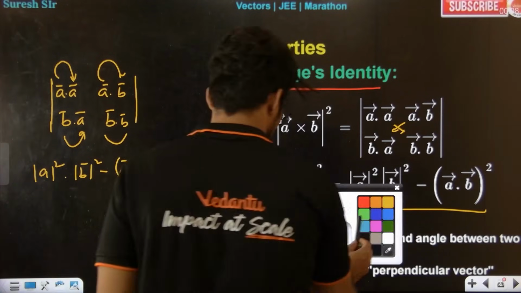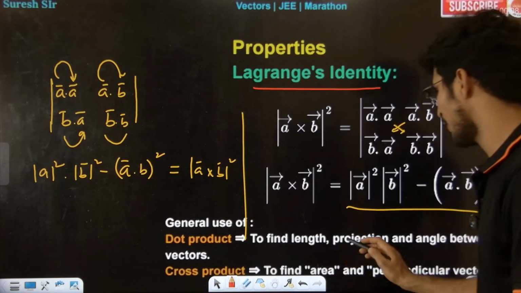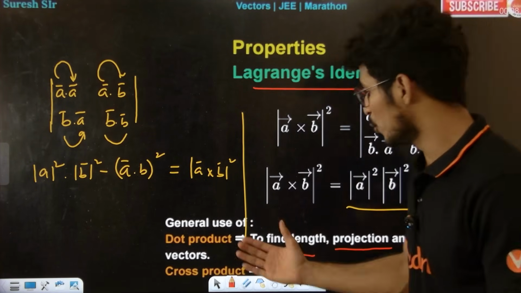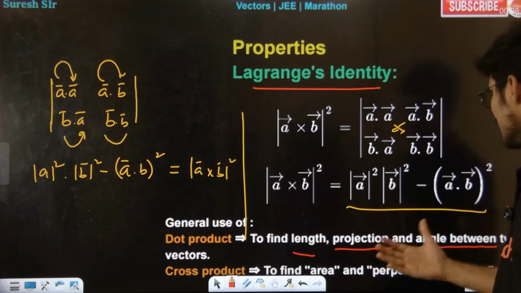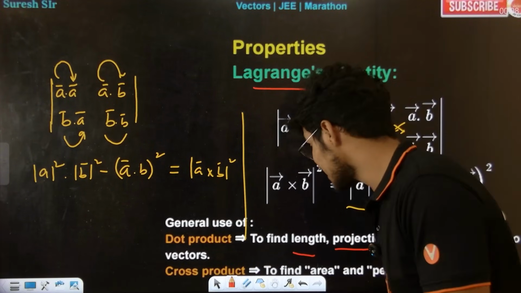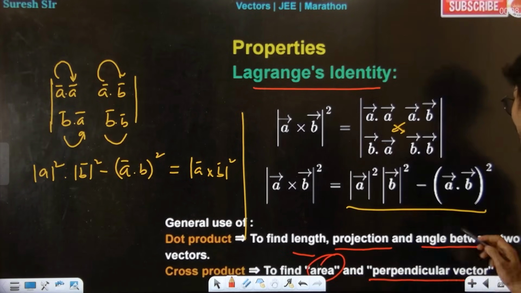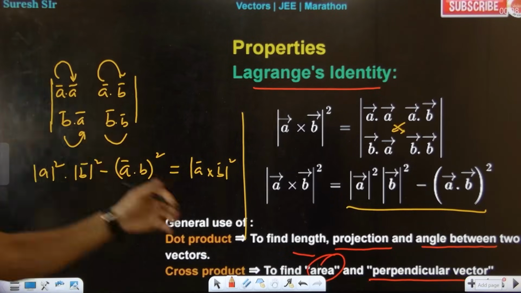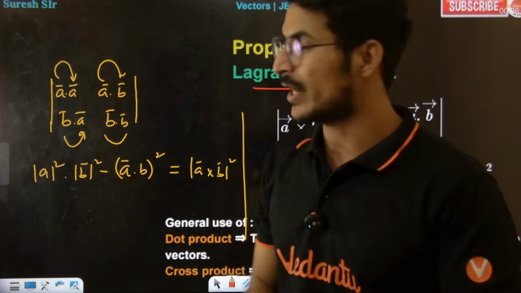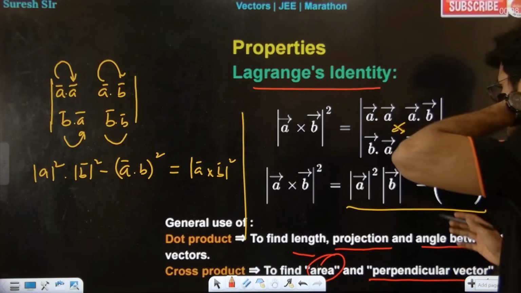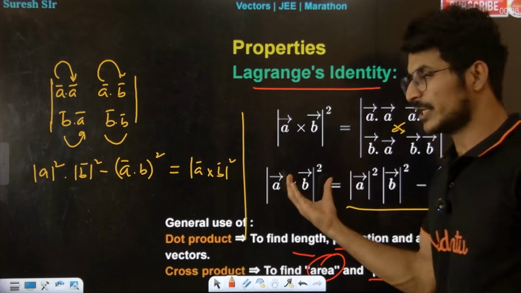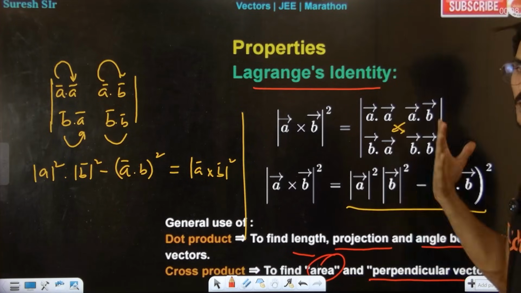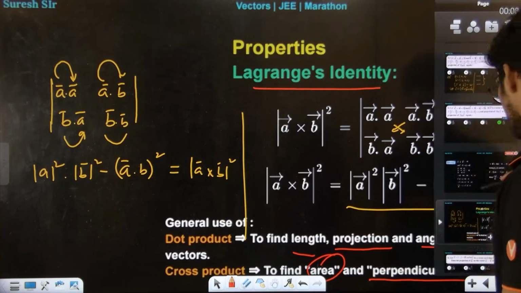Now, when do we use the dot product? In general we use the dot product to find out length, projection and the angle between two vectors. The cross product is used to find out the area and the perpendicular vector. Any doubts? So this property is very important, you need to remember this: magnitude of A cross B whole square is equal to magnitude of A square into magnitude of B square minus A dot B whole square. Right? Next, shall we solve a question?